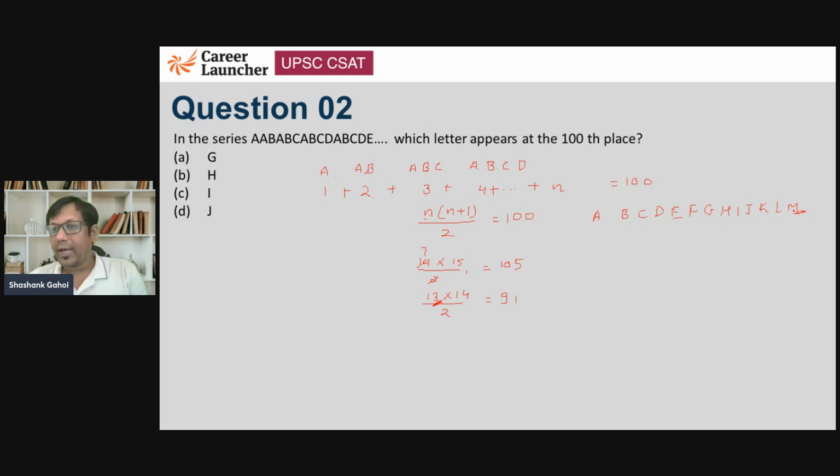Now how many more do I need to move? That is 9 terms. So A, B, C, D, E. So that is going to be the 9th letter actually. So 5, and this is the 6th letter, this is the 7th letter, this is the 8th letter, and this is the 9th letter.